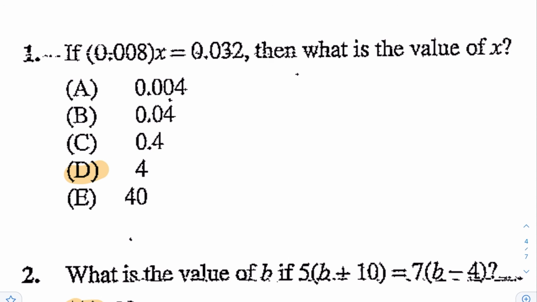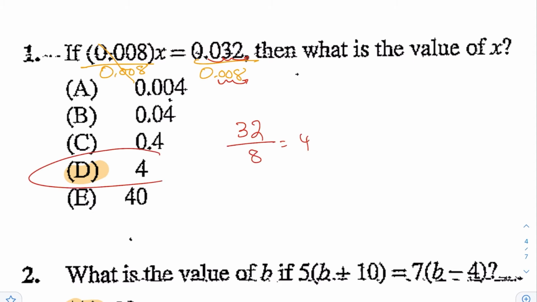Okay, next for number 1, if 0.08x is equal to 0.032, then what's the value of x? So here to solve for x, you have to divide by 0.08 on both sides. So here you have to move the decimal point 3 places to the right, and that'll give you 32 over 8, which is equal to 4. Choice D.